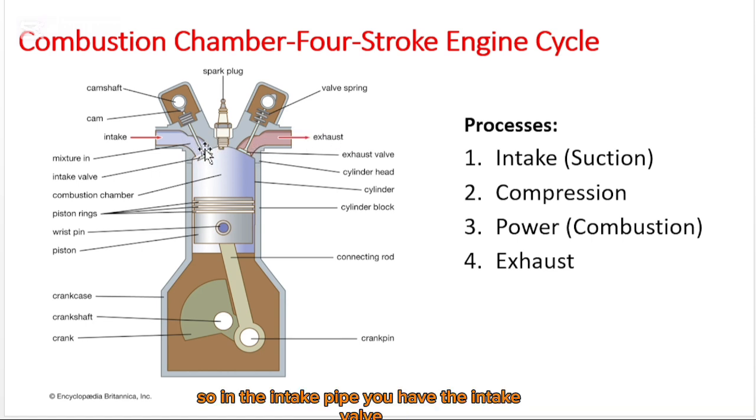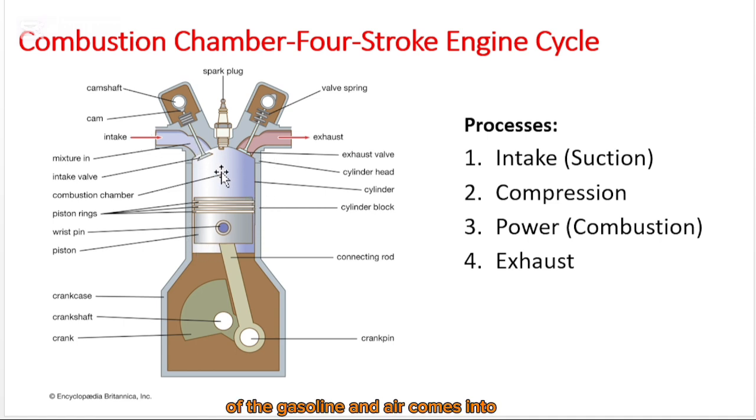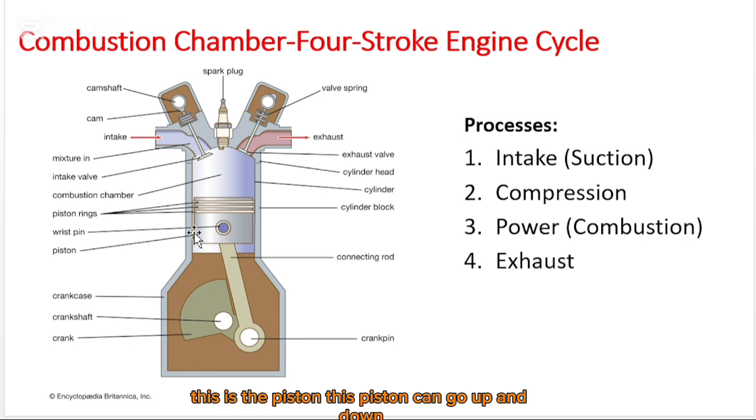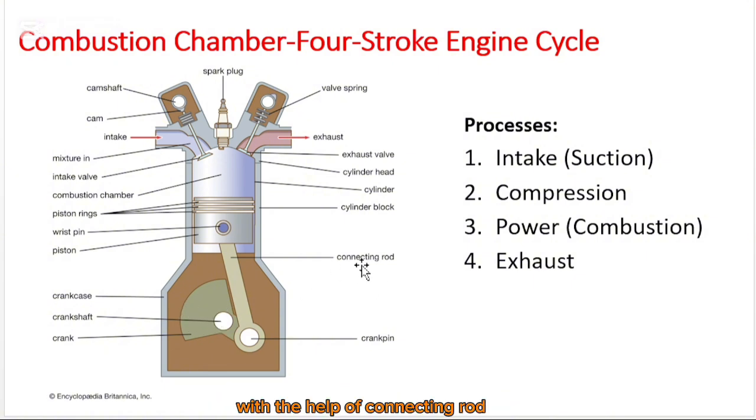In the intake pipe, you have the intake valve. In the exhaust pipe, you have the exhaust valve. And this is the cylinder inside which the mixture of gasoline and air comes in and undergoes combustion. In the cylinder, you have the piston. This piston can go up and down, and it is connected to the crankshaft with the help of a connecting rod.